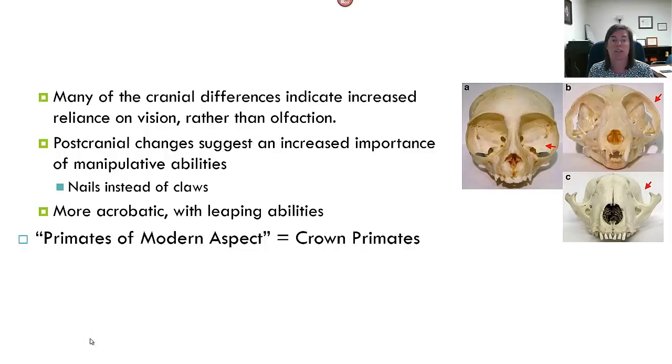The postcranial changes suggest an increased importance of manipulative abilities. You need flat nails instead of claws when you're trying to manipulate things with your hands. We also see that they're much more acrobatic and that they have leaping abilities. So these primates of the Eocene are often referred to as primates of modern aspect, but they're also referred to as crown primates. So here we see no postorbital bar, we see no postorbital closure back here, and we see postorbital closure here.